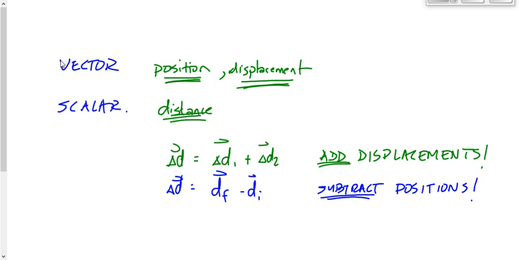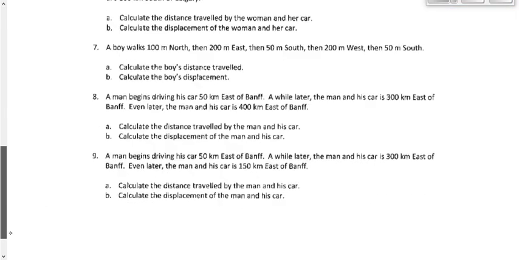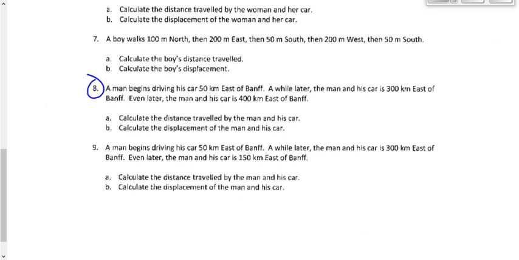You're going to see that rearing its head in, I forget whether it's number 8 or number 9, or maybe it's both of them, on the worksheet that I gave you last week. First worksheet that you've done this year, question number 8 and number 9, but specifically right now number 8 says, a man begins driving his car 50 kilometers east of Banff. Let's not go any further right now. What do we have given to us here? He begins driving his car 50 kilometers east of Banff.